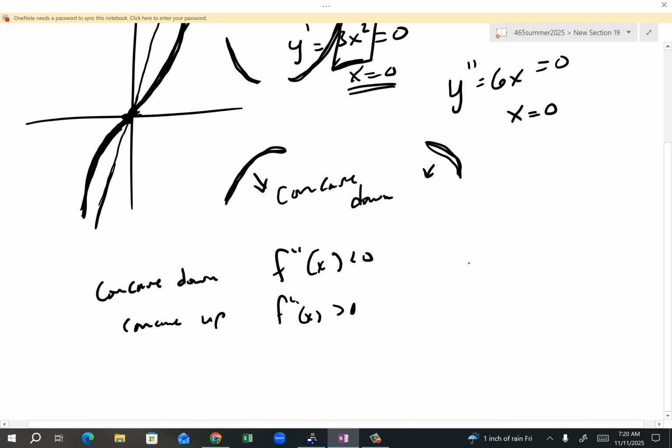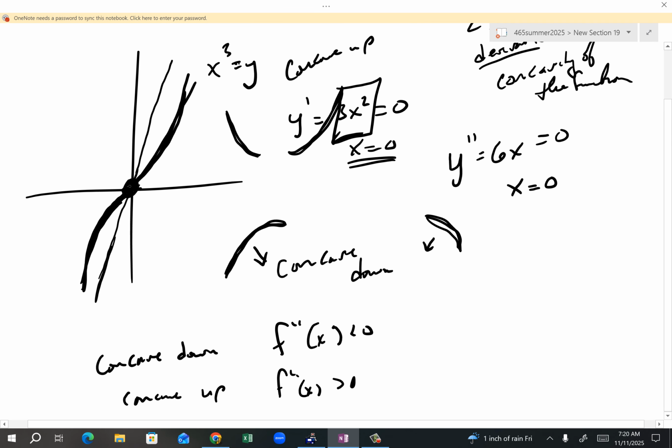Well, what about at 0, Groom? Well, at 0, it is neither concave up nor concave down. We call that an inflection point.